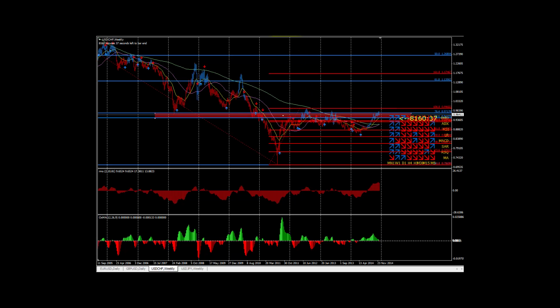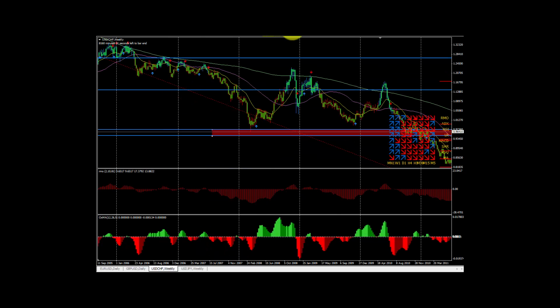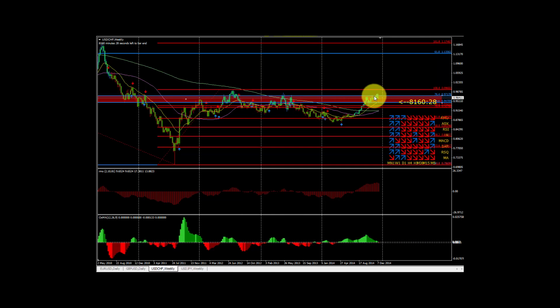So what we're looking for over here in particular is, if we are to see any US dollar Swiss franc strength going forward, we need to see price trading above this monthly fib level, between this dark red line, getting above it and maintaining above it, and then ideally moving towards this weekly fib level, which will be the highs that we've seen, and getting above that.